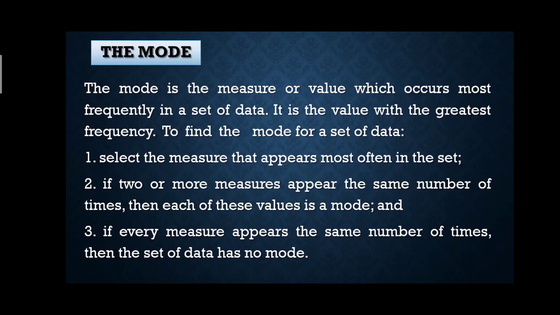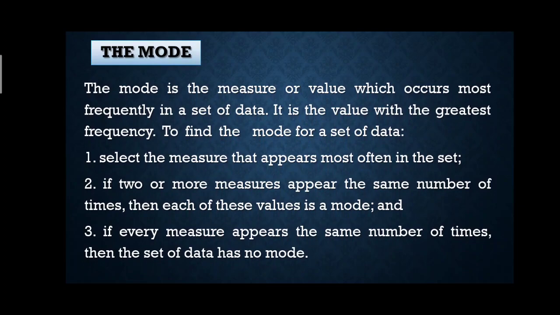Next, if two or more measures appear the same number of times, then each of these values is a mode. So if we have two values that appear frequently often in a set of data, the two values are automatically the mode.